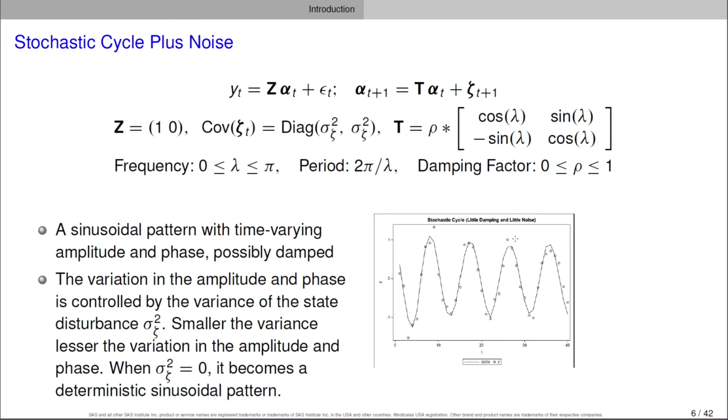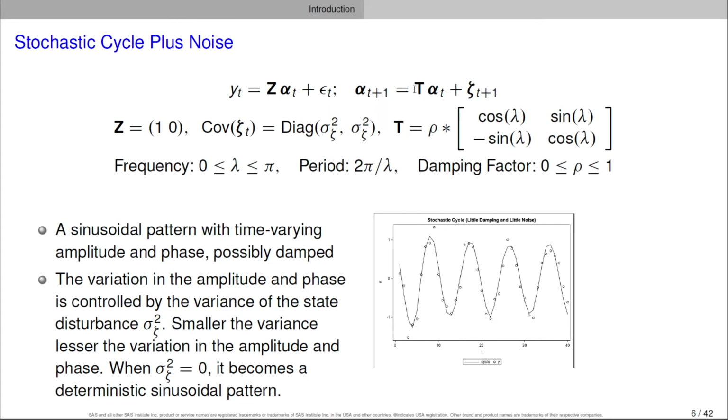They look like sinusoids, but the shape doesn't remain exactly the same as time goes on. It turns out that a stochastic cycle like this can be written as Z alpha t for a suitable two-dimensional state vector alpha t. Thus, the state alpha t represents a point on the circle at time t. According to the state transition equation, the state at time t plus 1 is obtained by rotating the alpha t point on the circle by a fixed angle.